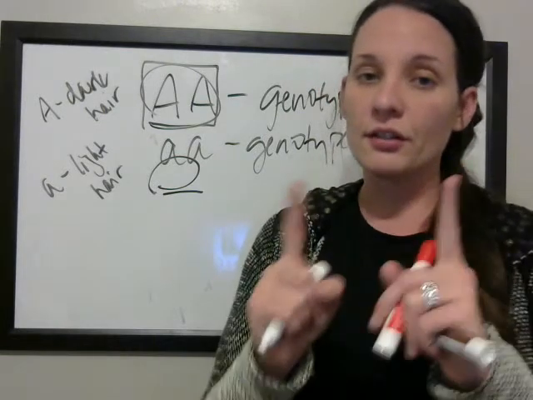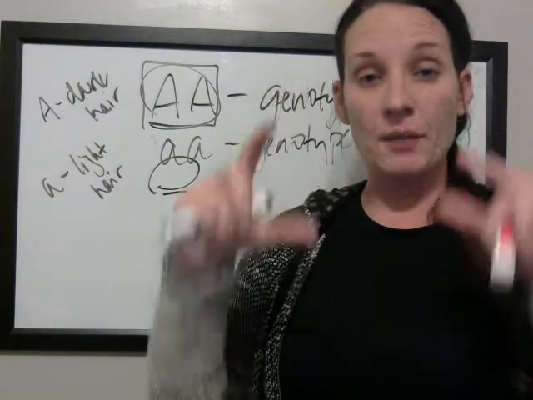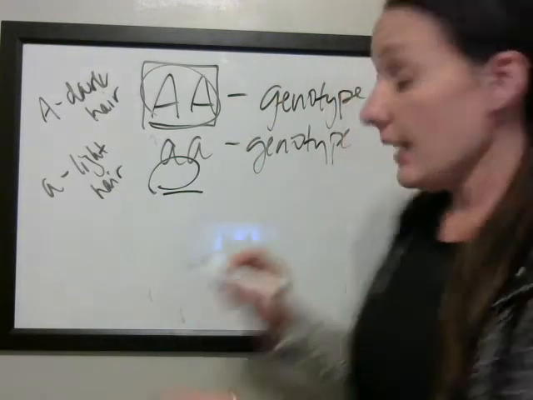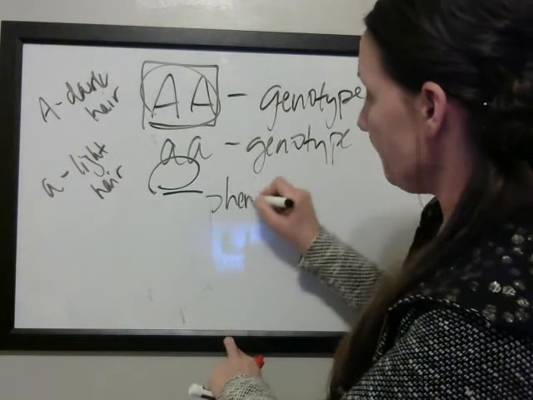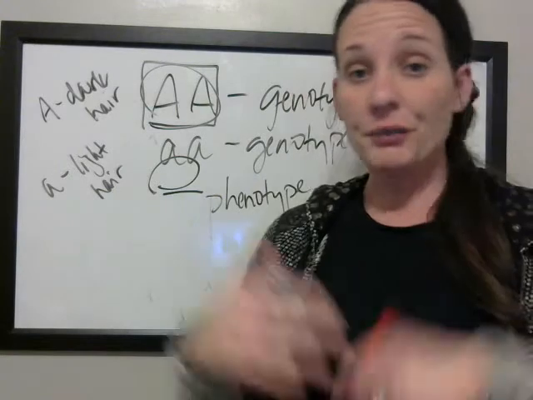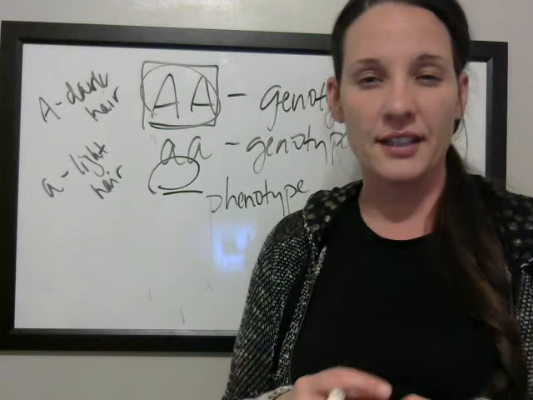That's the physical characteristics. So there's two terms you're going to look at as well. When I use the word genotype, that means the letters. What do my genes actually say? When I use the word phenotype, with a PH, spelled like this, phenotype means, what are my physical characteristics? What color of hair do I have? How tall am I? What do I look like? Those are physical characteristics.